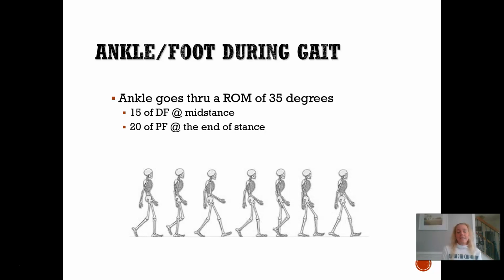So during gait, the ankle only needs about 35 degrees of motion, about 15 degrees of dorsiflexion, which is within the normal range, and only about 20 degrees of plantar flexion to push off at the end of stance in preparation for swing phase. So that's a total arc of about 35 degrees of motion that's needed at the ankle.